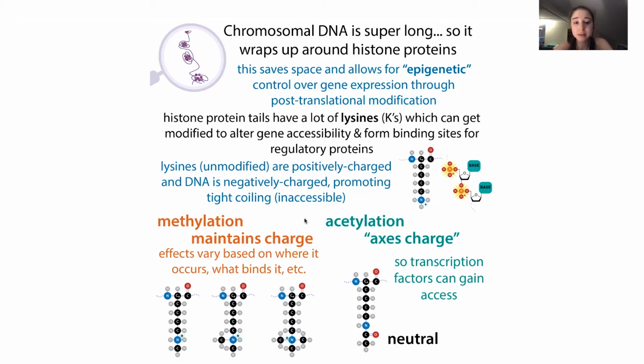Methylation will maintain your charge, but acetylation neutralizes your charge, so transcription factors can gain access. When you have acetylation, you're going to neutralize the lysine amino group, and if it's neutral, it's not going to have those charge attractions to the DNA. This helps loosen up the DNA so it can be transcribed.